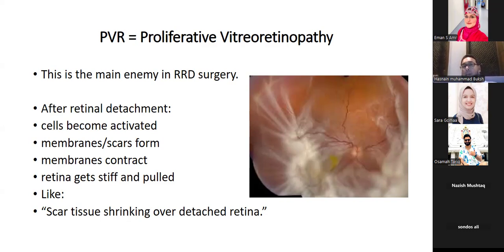But when the PVR, the proliferative vitreoretinopathy, comes into play, things become very difficult, very challenging for the retinal specialist, and also the prognosis of that particular eye or the retina starts decreasing. So for the young ophthalmologists and fellows, it's very important to remember the definition of this PVR and the mechanism of formation of this PVR.